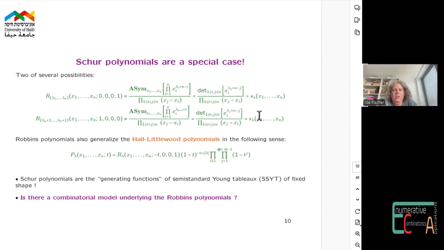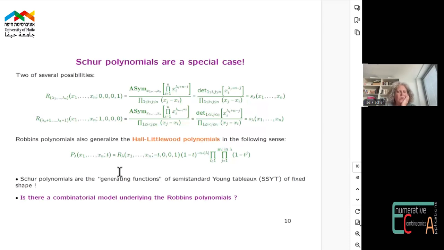Actually, the Robbins polynomials also generalize the Hall-Littlewood polynomials. In that case, you have to specialize 2 parameters to 0, and then t has to be transformed to minus t, and w has to be 1, and then there is some rational function in t, and this is how you get the Hall-Littlewood polynomials. But it doesn't matter for the rest of the talk. I just wanted to mention that they're also in this family of symmetric functions.